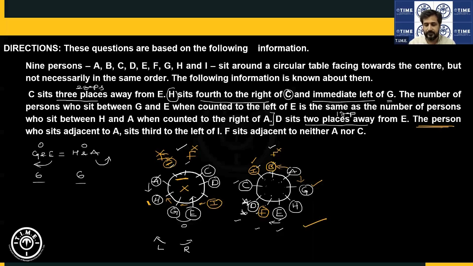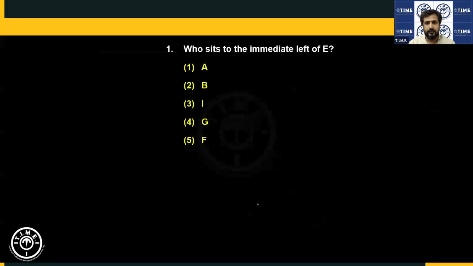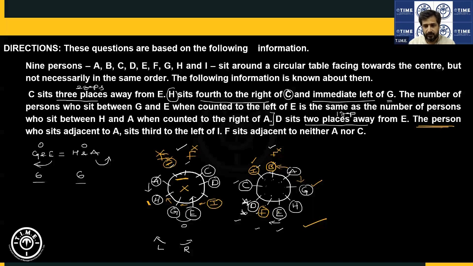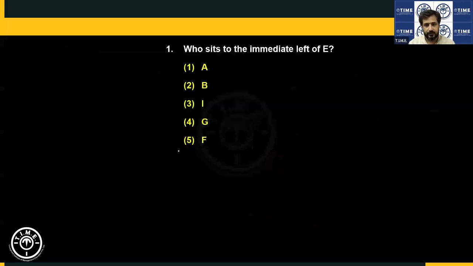Okay, now let's answer the questions. Who sits to the immediate left of E? Who is immediate left of E? F. Choice 5.